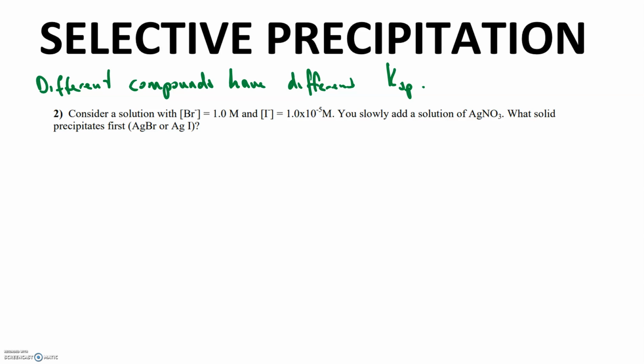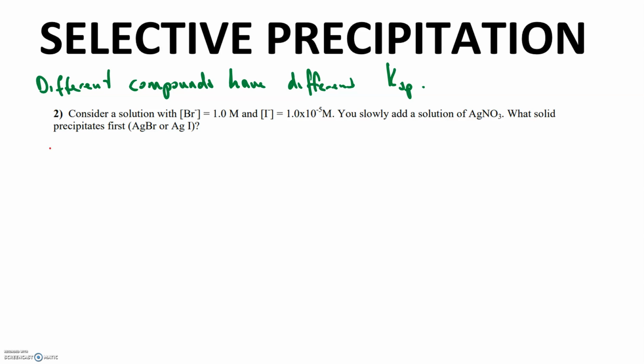Let's take an example here. It says, consider a solution with a concentration of bromide ion that's 1 molar, and the concentration of iodide is 1 times 10 to the negative fifth molar. You slowly add a solution of AgNO3, and what solid will precipitate first? AgBr, silver bromide, or AgI, silver iodide?